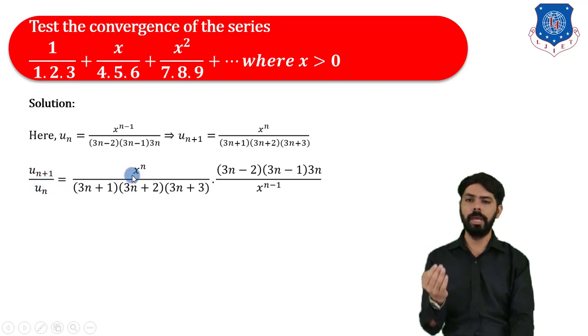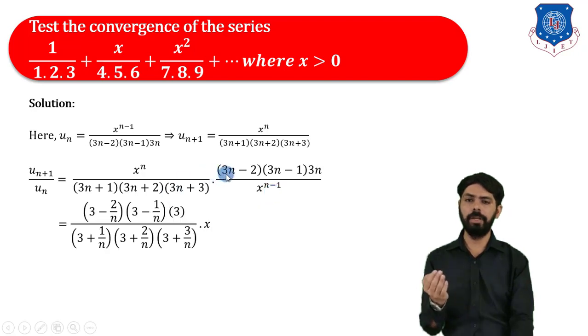So this is equal to x raised to n divided by 3n plus 1 into 3n plus 2 into 3n plus 3, into 3n minus 2 into 3n minus 1 into 3n, divided by x raised to n minus 1. Here we will take n common from this bracket, same way from this bracket. So it will be 3 minus 2 divided by n into 3 minus 1 divided by n into 3 into n cube. Same way here we will take n common from these three brackets. So it will be 3 plus 1 divided by n into 3 plus 2 divided by n into 3 plus 3 divided by n, and here n cube divided by n cube will cancel out.